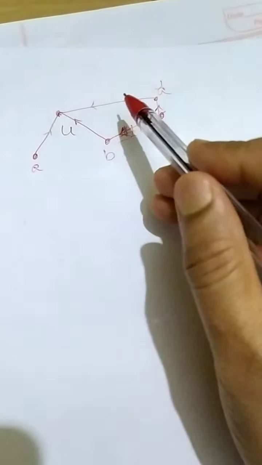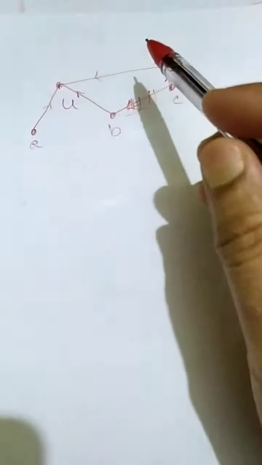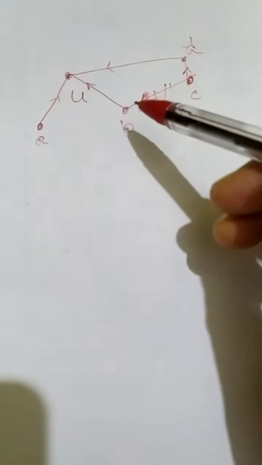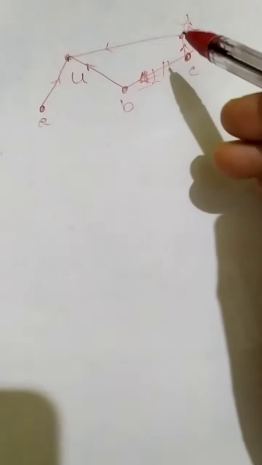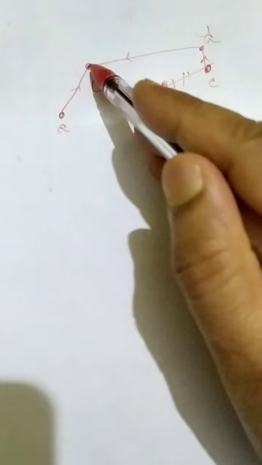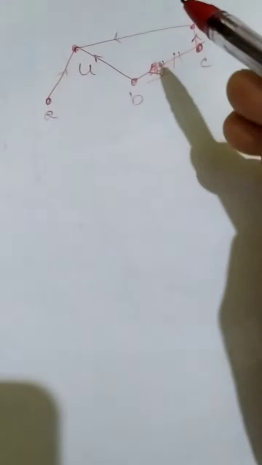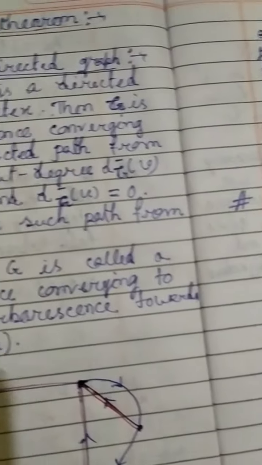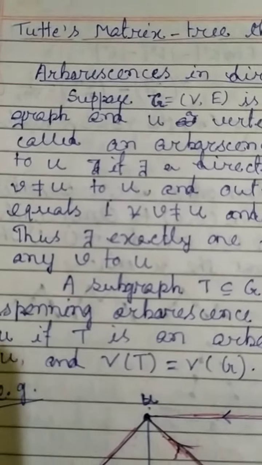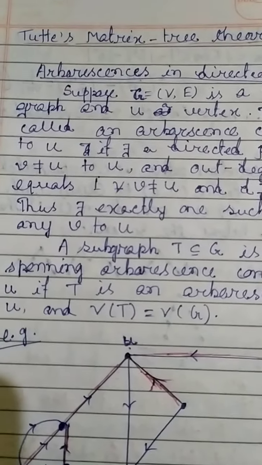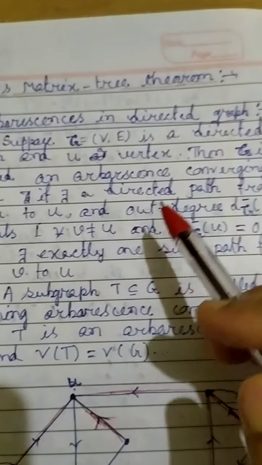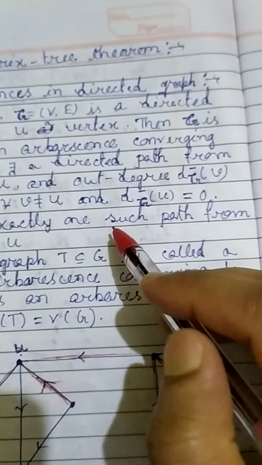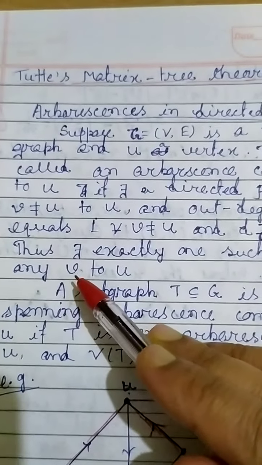We have only this type of path, because the out degree of each vertex is equal to 1. So there is no possibility of getting another arborescence converging to that particular vertex U. That is the concept of an arborescence of a graph converging to a particular vertex U. You can observe there is exactly one such path from any V to U.